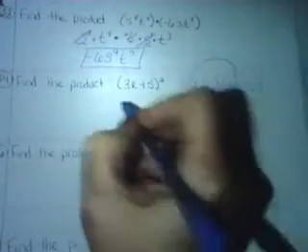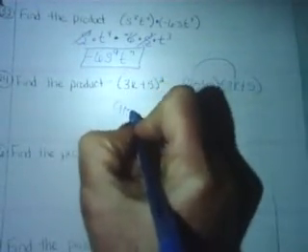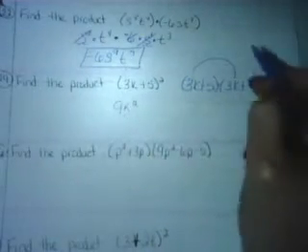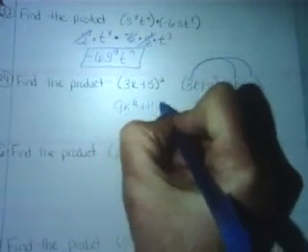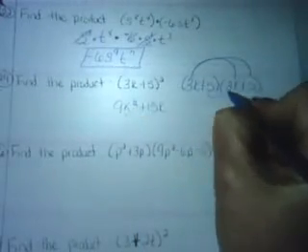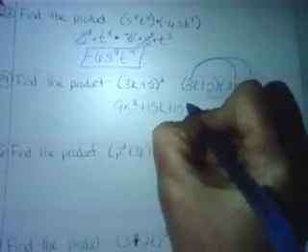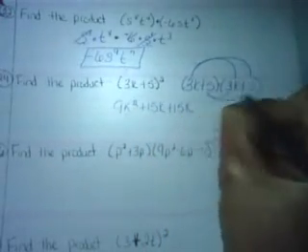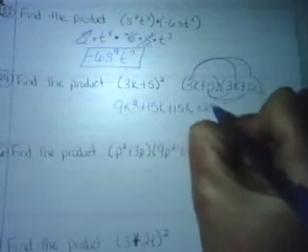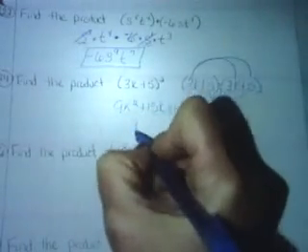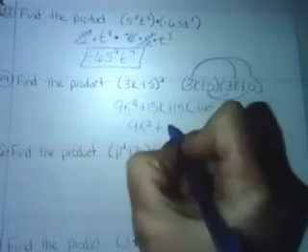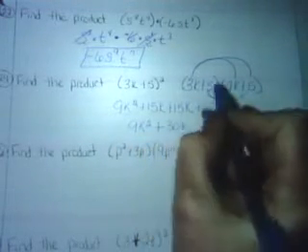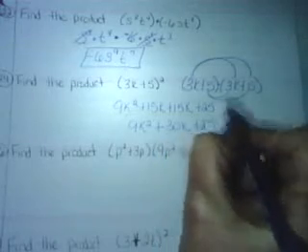3k times 3k gives me 9k squared. 3k times 5 gives me 15k. 5 times 3k gives me 15k. And 5 times 5 is 25. From here, we're going to combine all like terms. So I have 9k squared plus 15k plus 15k is 30k. Plus 25. That's all we can do.